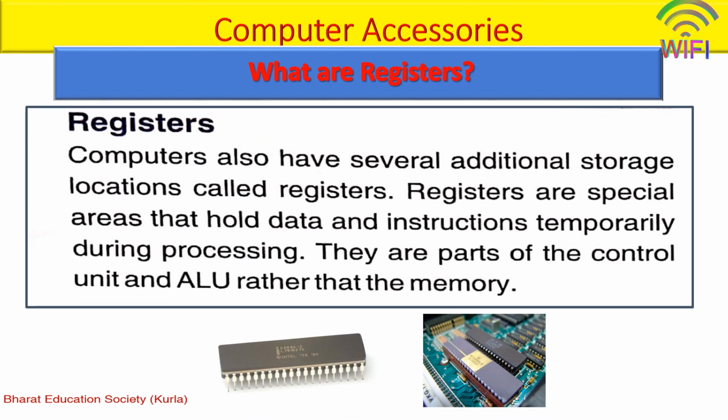Let us see what are registers of internal memory of computer. Computer have several additional storage locations called registers. They are part of control unit and arithmetic and logic unit. Register is a small and fast storage inside the CPU that holds data temporarily. A register is a high-speed memory location in the CPU.